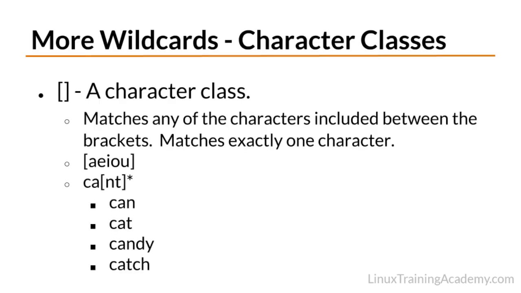You can use something called a character class to create very specific search patterns. Start with a left bracket, then list one or more characters you want to match, and then end with a right bracket. For example, if you wanted to match a one-character long file name that was a vowel, you would use [aeiou]. If you wanted to match files that start with CA, followed by either an N or a T, followed by 0 or more characters, then use CA[NT]*. This pattern will match files named can, cat, candy, and catch.